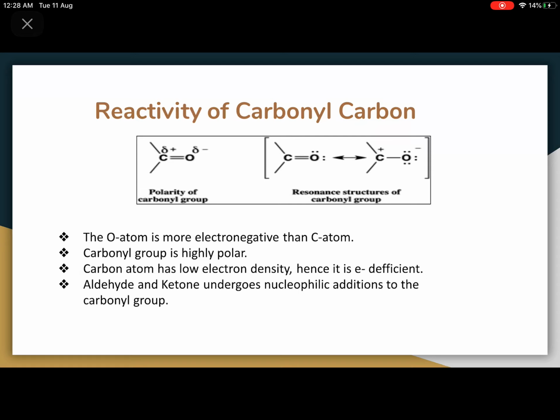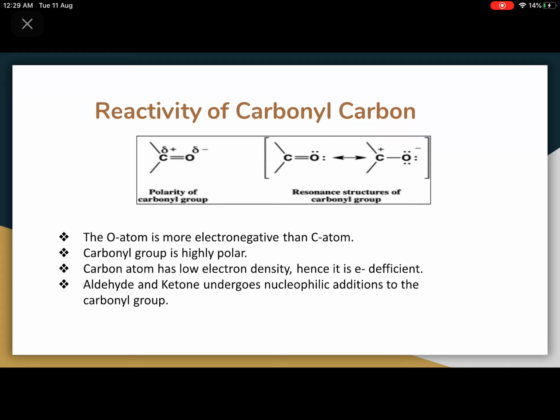The carbonyl group is highly polar. As you can see in this structure, the carbonyl group is highly polar, with a partial positive and partial negative charge. The carbon atom has low electron density, hence it is electron deficient. Aldehydes and ketones undergo nucleophilic addition to the carbonyl group.